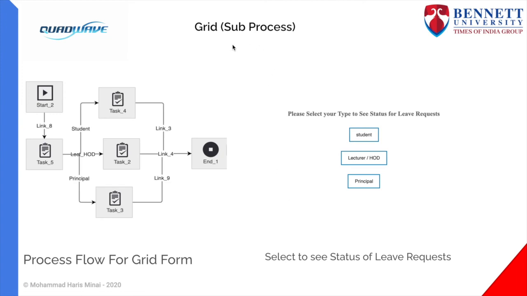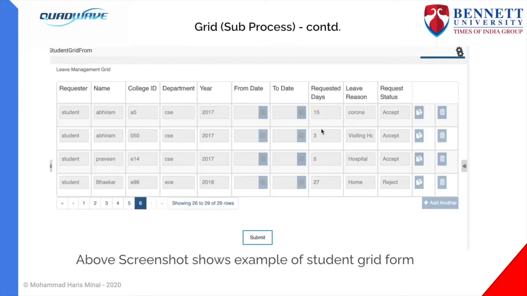This is a grid list in which a student, lecturer or the principal can see their leave requests. It will ask you to select your type to see the status of the leave request. If you select student, then the student's leave request grid list will appear.